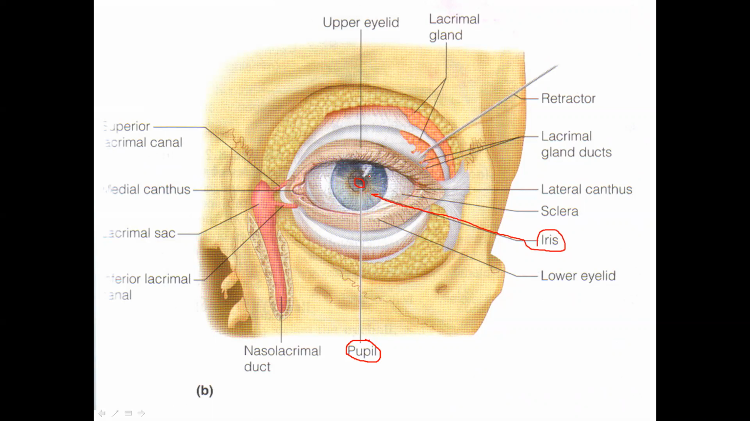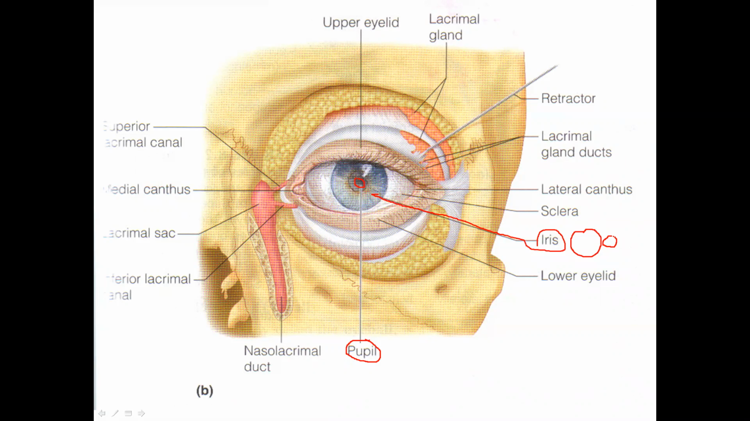Okay, the iris is what opens, expands, so dilates or constricts. So the iris controls how much light enters into the eye. If the iris is big and open, a lot of light is allowed into the eye. If the iris is closed or constricts, so it's smaller, then it allows less light into the eye.